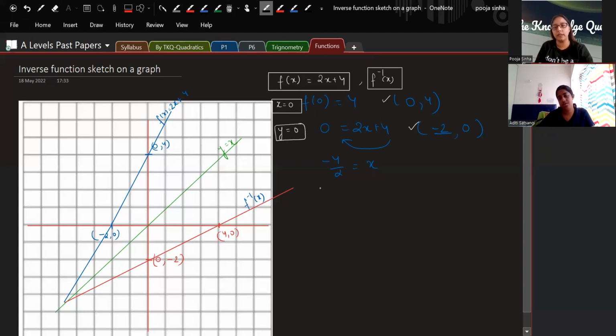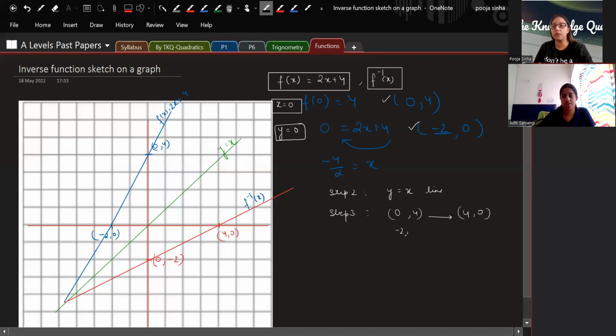After getting that, what is the next thing? So this was our step 1. What did we do in step 2? In step 2 we made a line for y is equal to x. And then we did it for f. We basically swapped the coordinates where x is equal to 0 and y is equal to 0, and this becomes 4, 0. The other one is minus 2, 0, so that becomes 0, minus 2. Now we have 3 points to connect. Step 4 is connect. Clear, right?